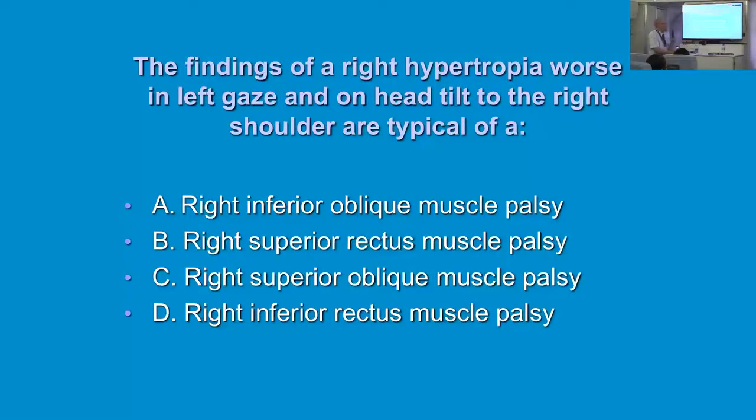And how about this one? The findings of a right hypertropia, in other words, the right eye is too high, worse when you look to the left, and worse on head tilt to the right, when you tilt your head to the right shoulder, are typical of which problem? A right inferior oblique muscle palsy, a right superior oblique palsy, a right superior rectus, or a right inferior rectus muscle palsy. So I'll show you how we figure that out.